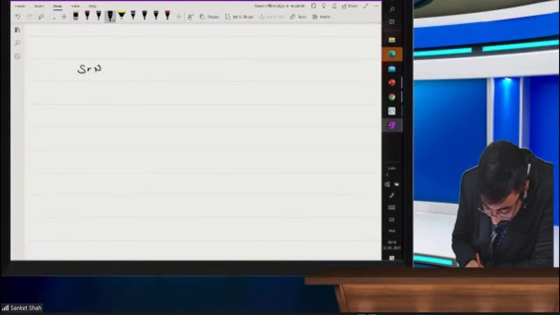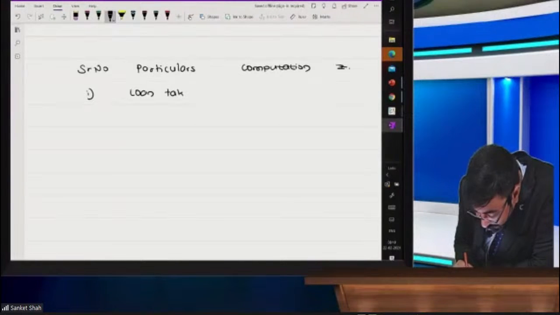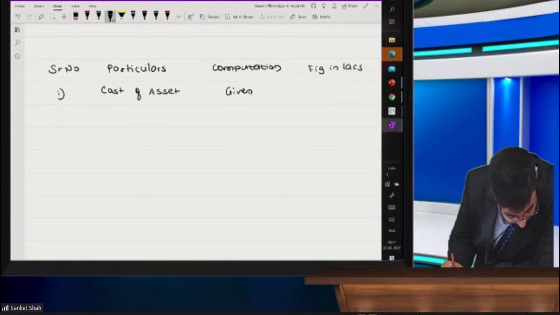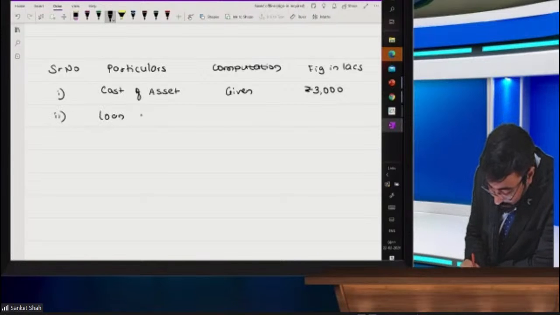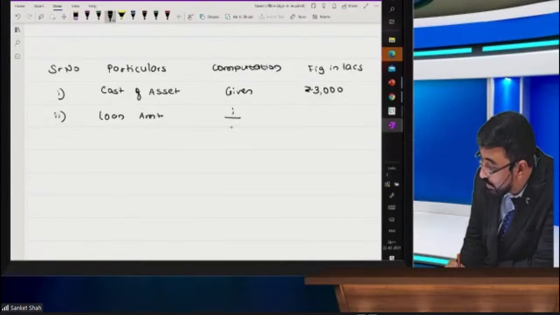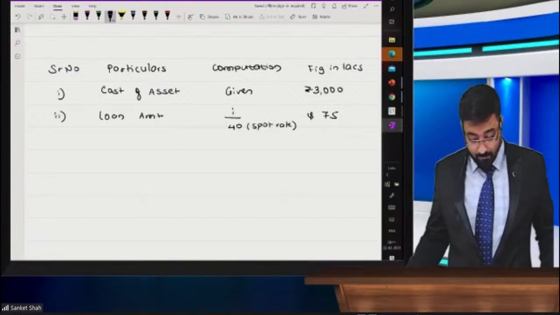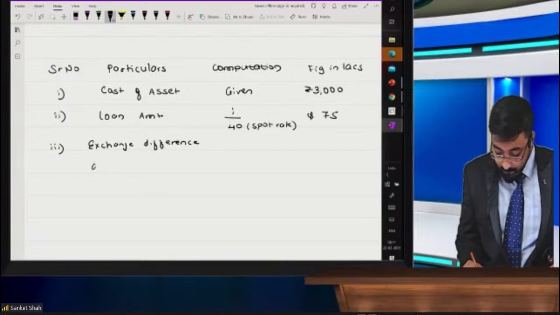Yes, write down serial number, particulars, computation, rupees. Roman 1, cost of asset, figures in lakhs. So computation is given as 3000 rupees. Roman 2, loan amount. Roman 1 divided by, now dollars are small, so we have to divide by rupees 40, which is the spot rate, $75. Roman 3, exchange difference after 1 year.